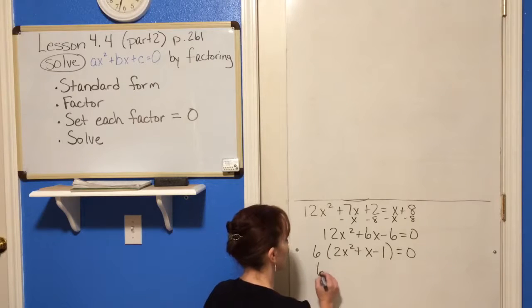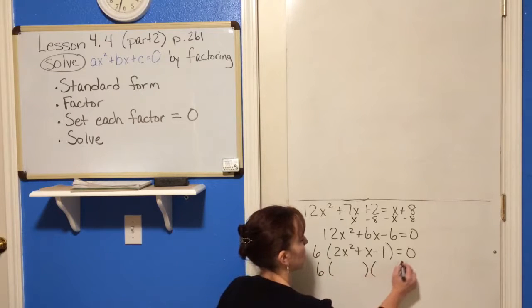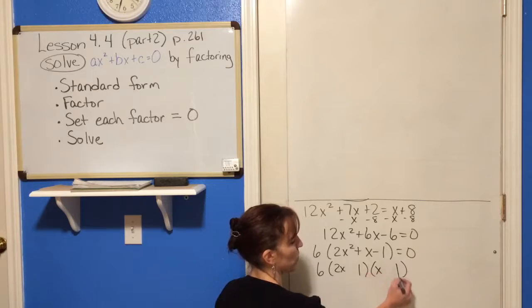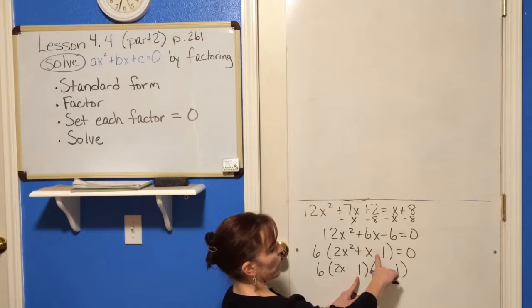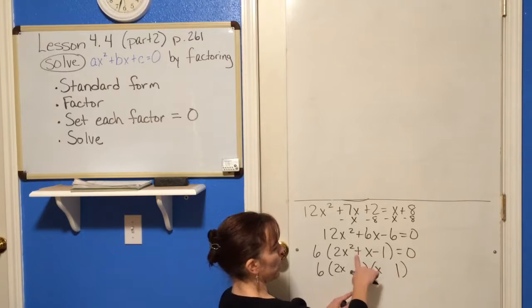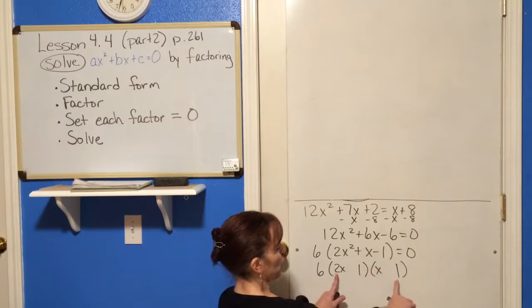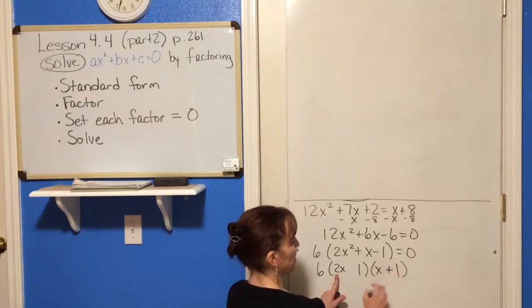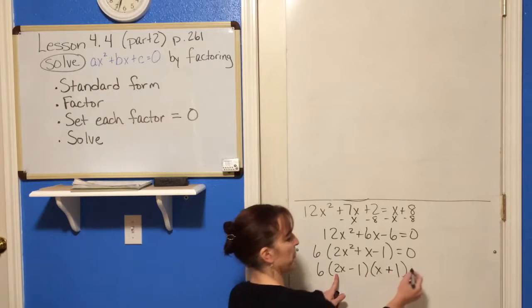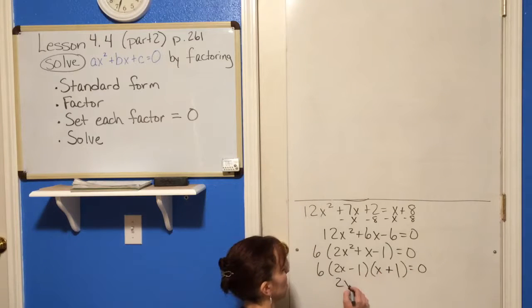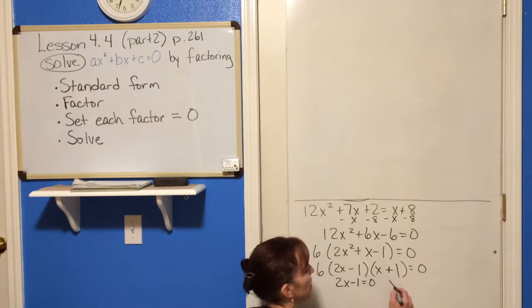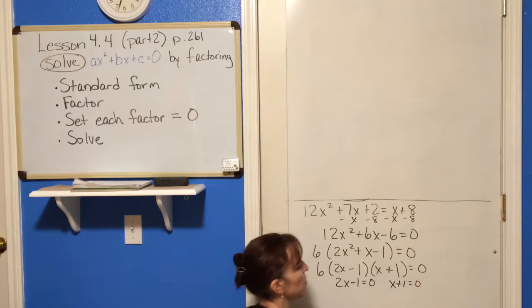So you're going to have to factor: 2x times x. And it should be easy because 1 times 1 is 1. So now your signs are different and you want them to be positive. So you want the 2 to be positive and the 1 to be negative. So now you end up with 2x minus 1 equal to 0 and x plus 1 equal to 0.